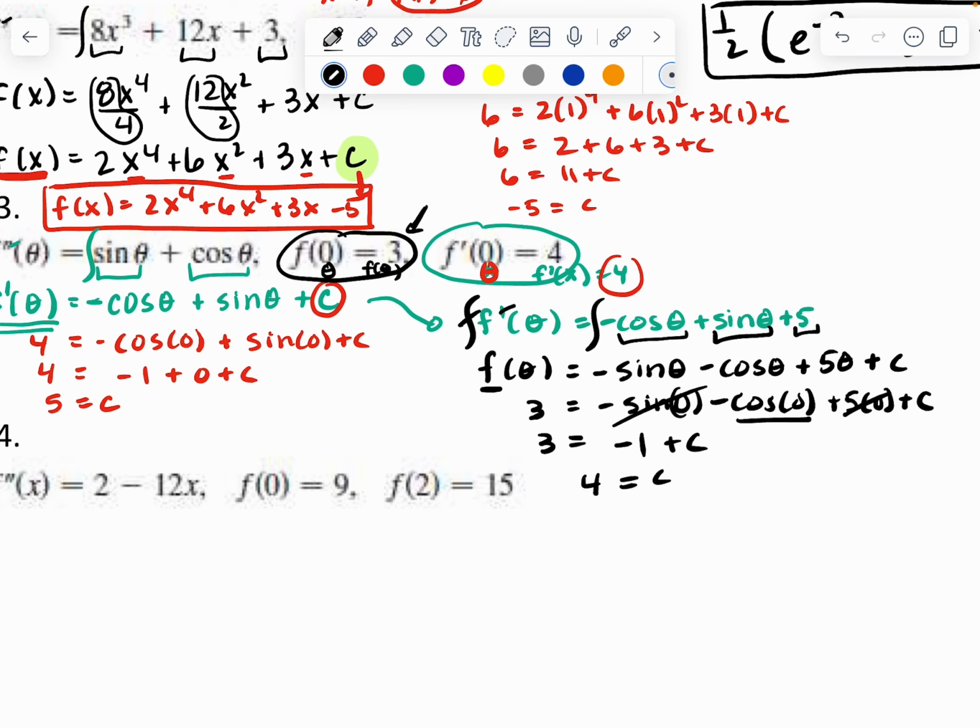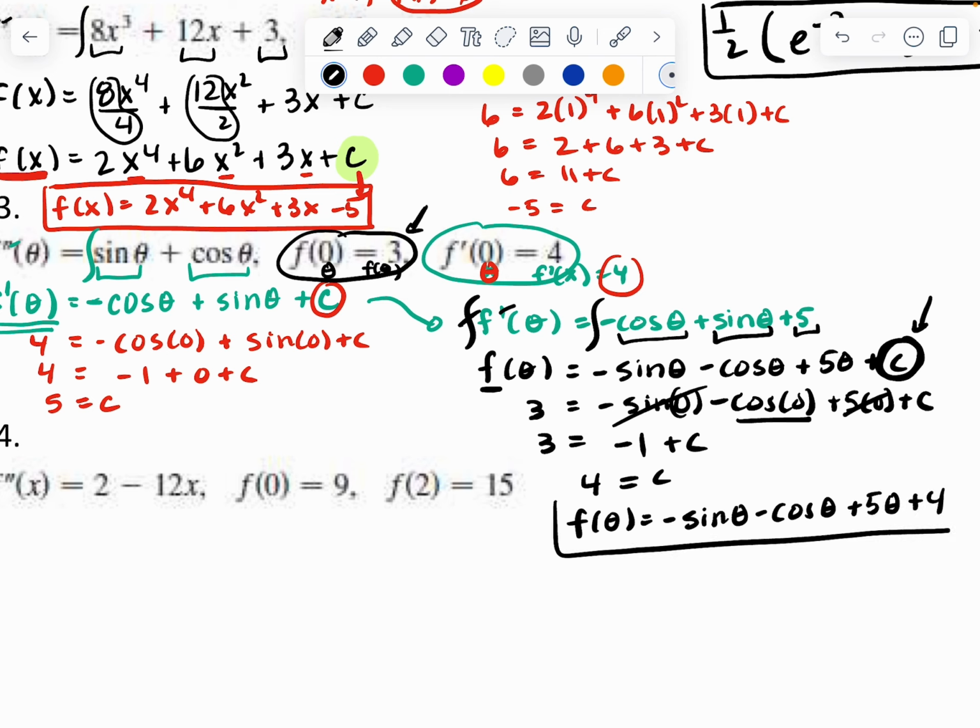So all I need to do to get my final answer is replace this c right here with a 4. So I'm going to get that f of theta equals negative sine theta minus cosine theta plus 5 theta plus 4. That's a fun little question, wasn't it?